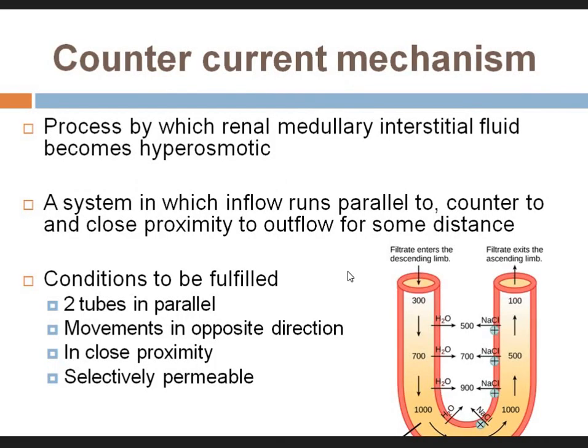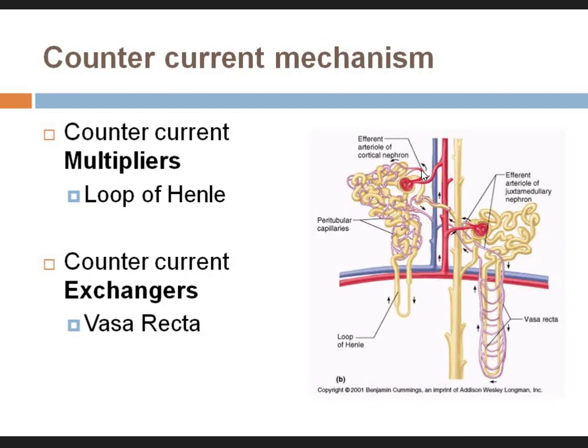In which inflow is running parallel to, counter to, and in close proximity to the outflow for some distance. And therefore, this is a very good example of a countercurrent mechanism which is functioning in the kidneys. Basically, the countercurrent mechanism can be divided into two parts. The first aspect is countercurrent multipliers, and these multipliers are the loop of Henle. The second aspect is countercurrent exchangers, which is the vasa recta.